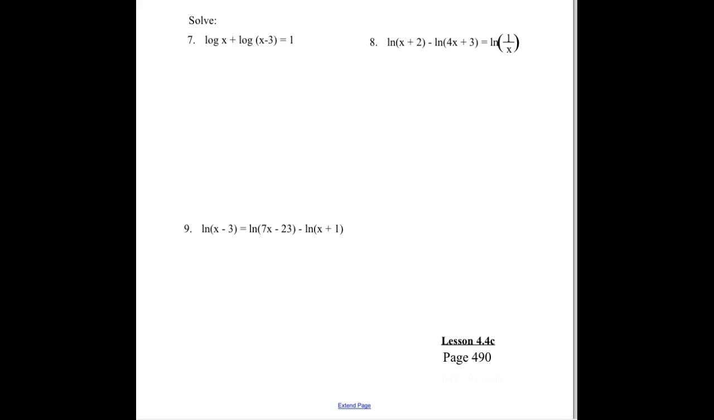All right, go ahead and condense number 7. All right, check. Did you write the log, common log of x times x minus 3 equals 1? Okay, what's our base? 10. So 10 to the first power has to give us x times x minus 3.